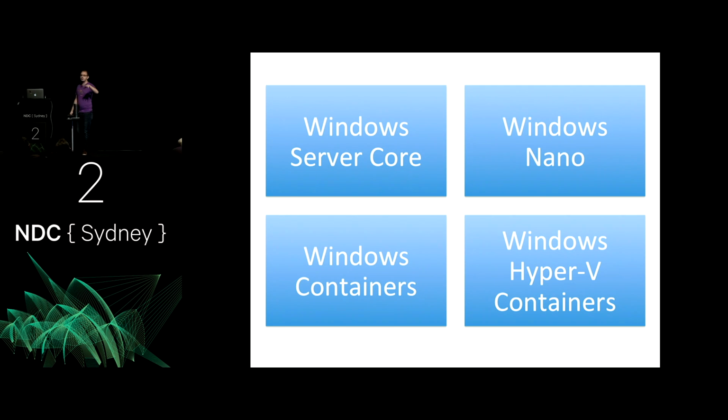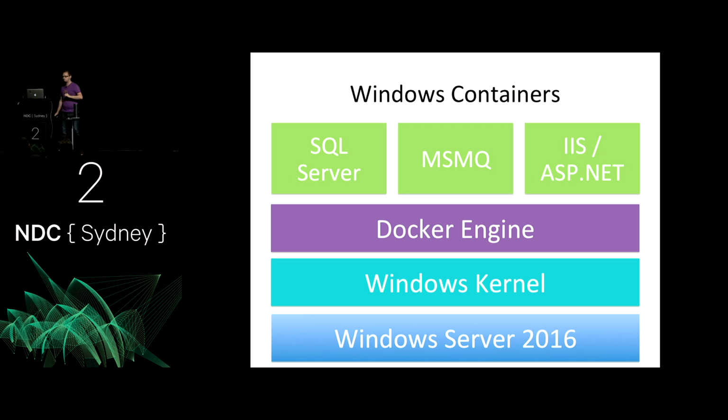And what Server 2016 brings is 4 key components, 4 new components. We've got Windows Server Core and Windows Nano. Those are 2 new operating systems for Windows. We then have Windows containers, and we have Windows Hyper-V containers. Significant difference, but they operate and work in a very similar way.